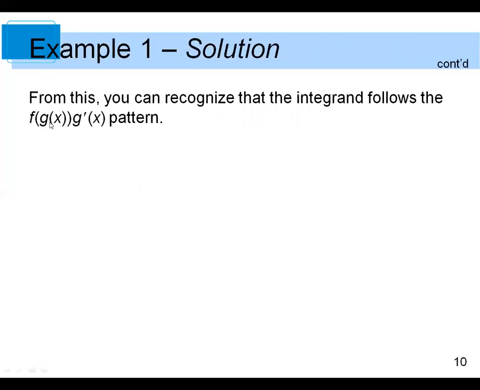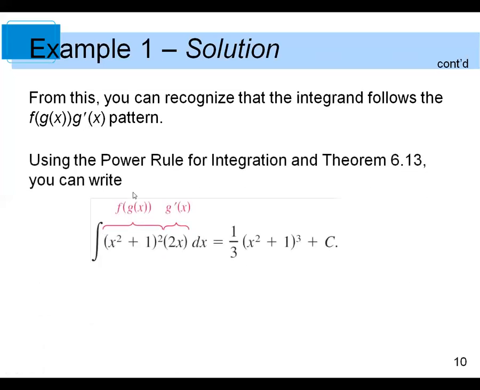From this, you can recognize that the integrand follows the f of g of x times g prime pattern. So you have your f of g of x here, your x squared plus 1 is the g of x inside f, which is the squaring function, multiplied by the derivative of g. So that's like the answer to the chain rule problem of the derivative of 1/3 x squared plus 1 quantity cubed. So the integral is equal to 1/3 x squared plus 1 quantity cubed plus c.